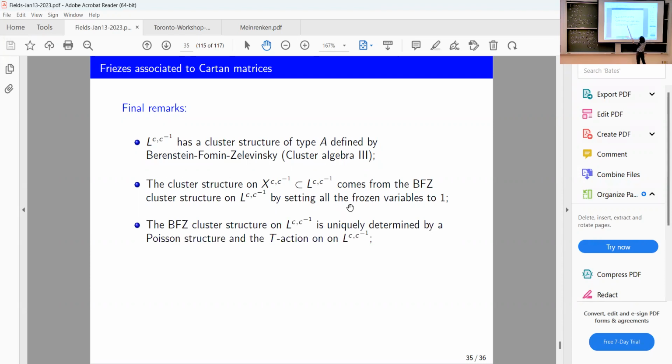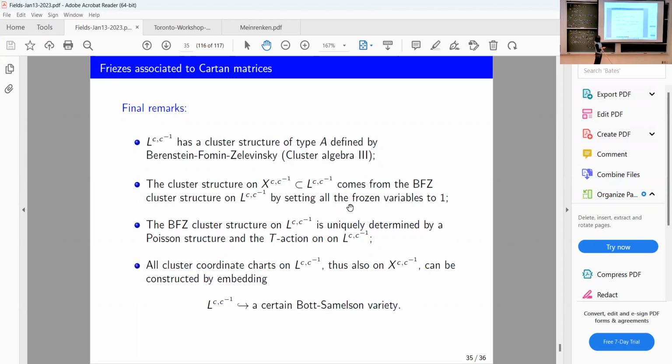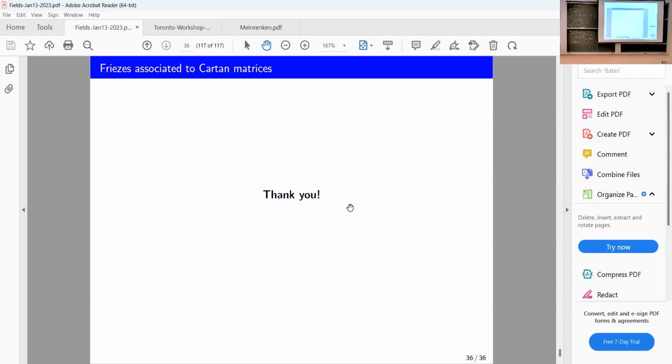The other final remark is that this BFZ cluster structure is uniquely determined by Poisson geometry. This is something I explained in Poisson 202. You can completely understand everything from the Poisson geometrical point of view: where does that cluster structure come from? And this is for Yael: this coordinate chart can be obtained by embedding this variety into a Bott-Samelson variety. That's how you get the charts. I'm running over time. Thank you.